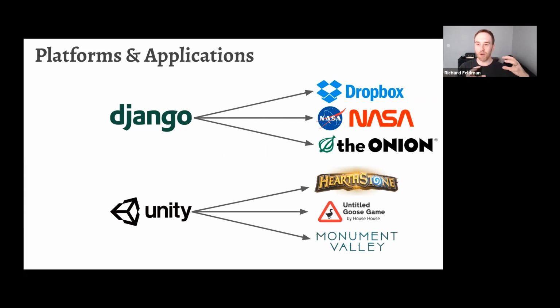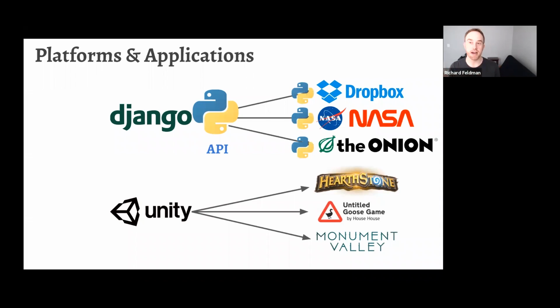So basically I'm talking about a way to categorize things as this foundational layer that you build applications on top of. It's not quite a library, it's not necessarily a framework, but it's in that category of frameworks and game engines and things like that, where you have many applications being built on top of them. Okay. So Django, as we mentioned, has a Python API. And so if I'm writing my Django app for Dropbox, NASA, or the Onion, that means that I'm just writing Python code.